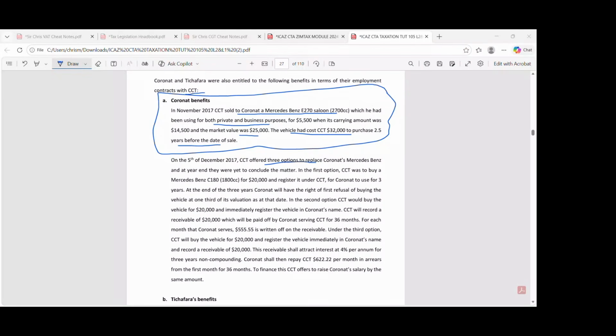So Trukuti team, it can trigger an ethical tax evasion. It's an ethical issue. Can actually CAZ takutomurova CPC. But tax planning now. So my examiners, one of their favorite questions is a tax planning issue. On the 5th of December, CCT offered 3 options to replace Colonat's Mercedes-Benz issue at year end. They were yet to conclude the matter. So to talk about these options, please.